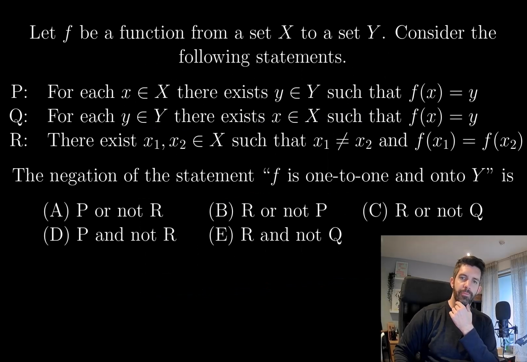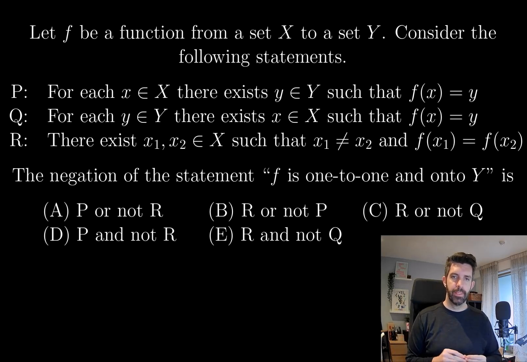Let f be a function from a set X to a set Y. Consider the following statements. So the statements are called P, Q, and R. Statement P says for each x in X, there exists a y in Y such that f of x is equal to y.